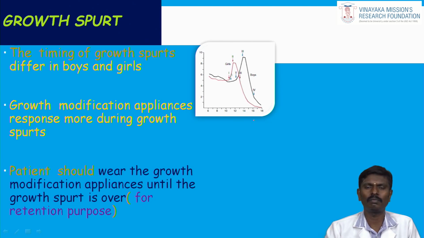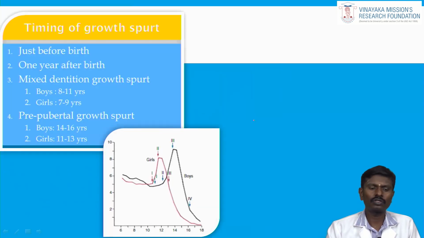If you are giving any myofunctional appliances, the patient should wear the myofunctional appliance till the growth gets completed, as a treatment part and as a retentive part. If you stop in the middle, relapse will happen. So you should take care that the appliance is worn till the growth gets completed. The timing of growth spurt for boys and girls will vary.